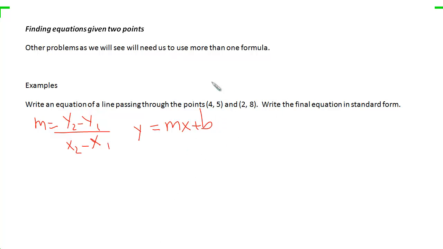So the first thing I'm going to do is I can label these x1, y1, x2, y2. Doesn't matter which pair I labeled the 2's versus the 1's as long as I don't put x1, y2. So then we put our 8 minus 5 over 2 minus 4. 8 minus 5 is 3. 2 minus 4 is negative 2. So I have a slope of negative 3/2. So there's my m.